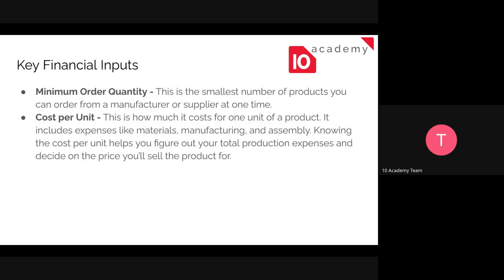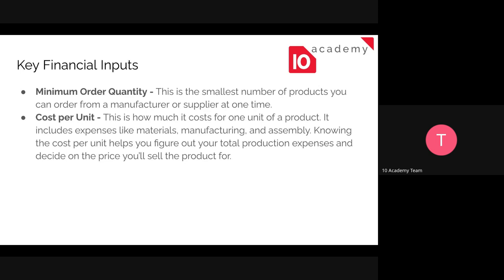So we will come to the key financial inputs. The first one is minimum order quantity. Minimum order quantity is the smallest number of products that you can order from a manufacturer or supplier at one time. So minimum order quantity is the smallest number of products that you can order from a supplier at just one time. And here comes the second term, which is cost per unit.